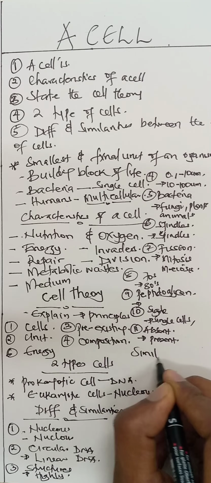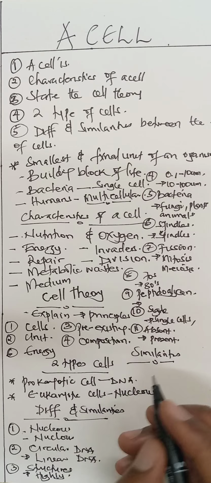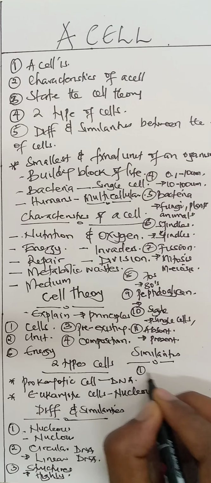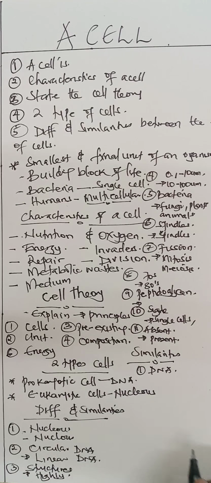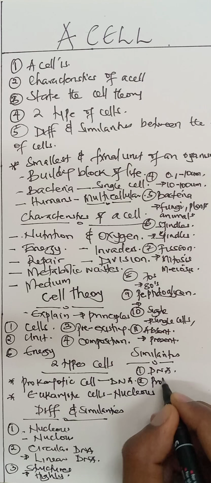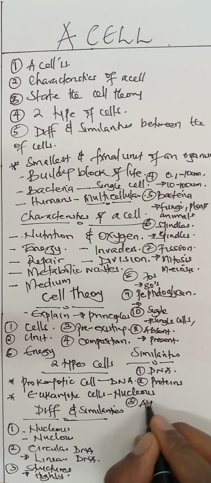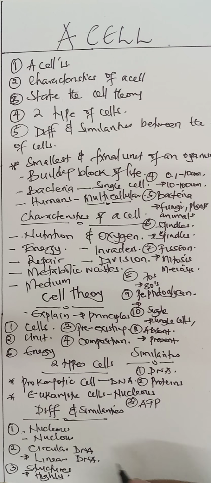Then when you look at the similarities between the two, one is that both store information in genes made up of DNA. That's one of the similarities between prokaryotes and eukaryotes. And both use proteins as their structural material. Then number 3 similarity is that both use ATP, adenosine triphosphate, as the energy for cells' internal processes.